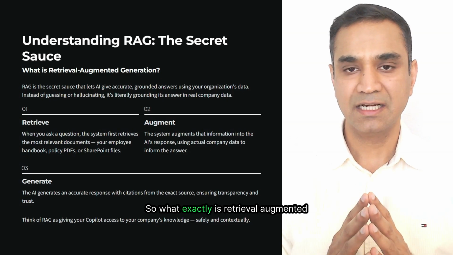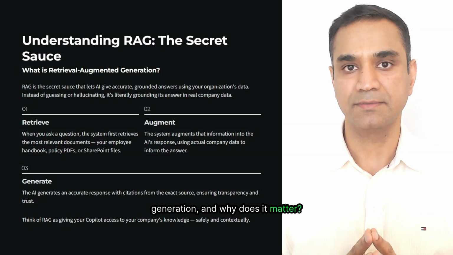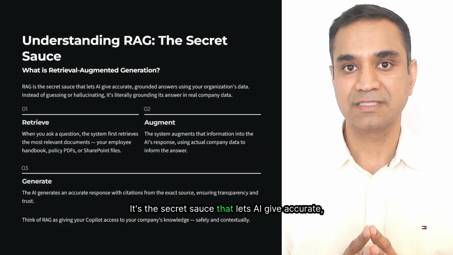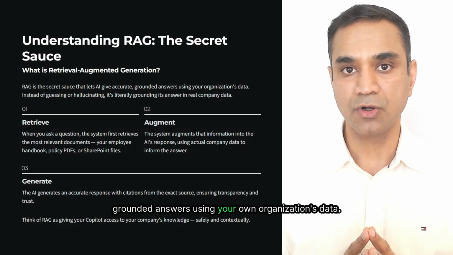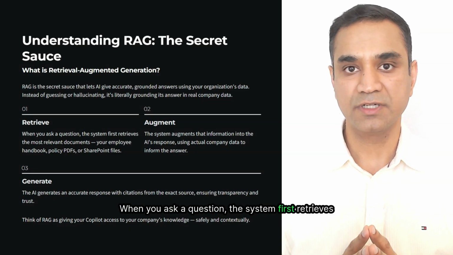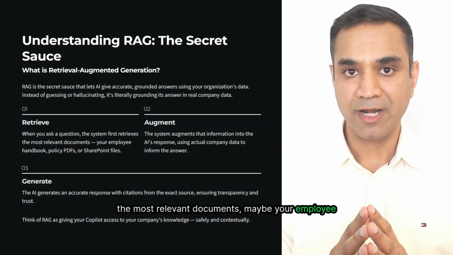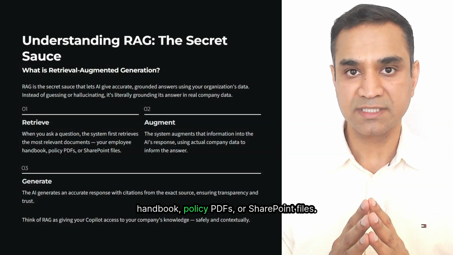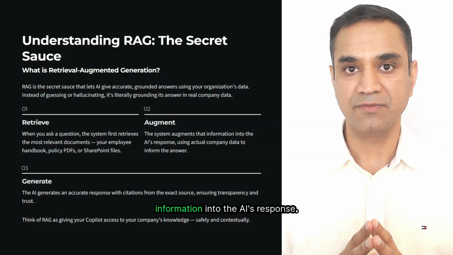So what exactly is Retrieval-Augmented Generation? And why does it matter? It's the secret sauce that lets AI give accurate, grounded answers using your own organization's data. So here's how it works. When you ask a question, the system first retrieves the most relevant documents, maybe your employee handbook, policy PDFs, or SharePoint files, and then augments that information into the AI's response.